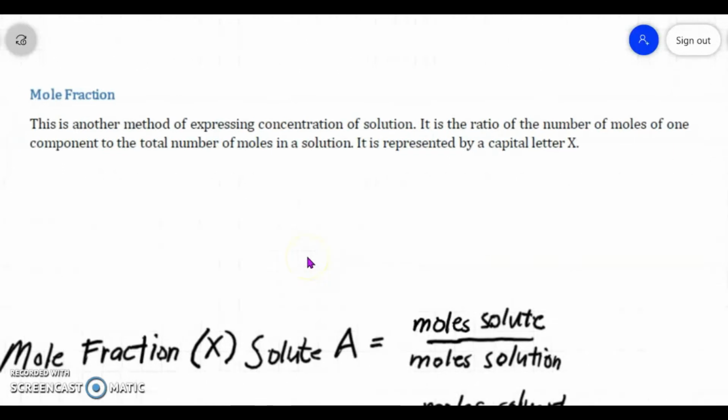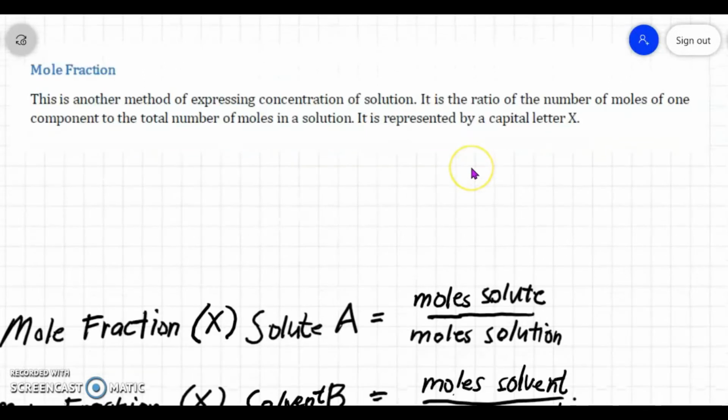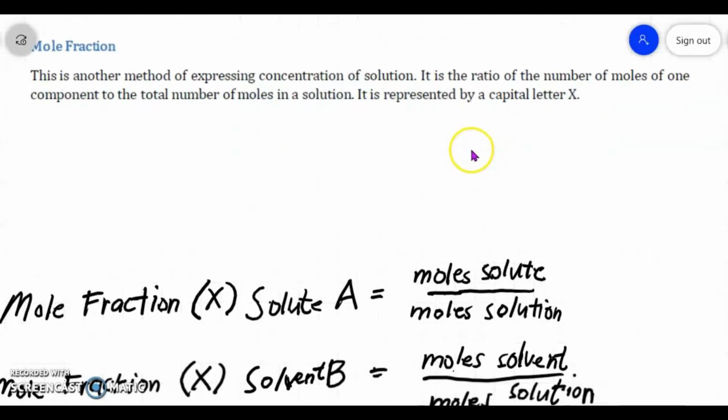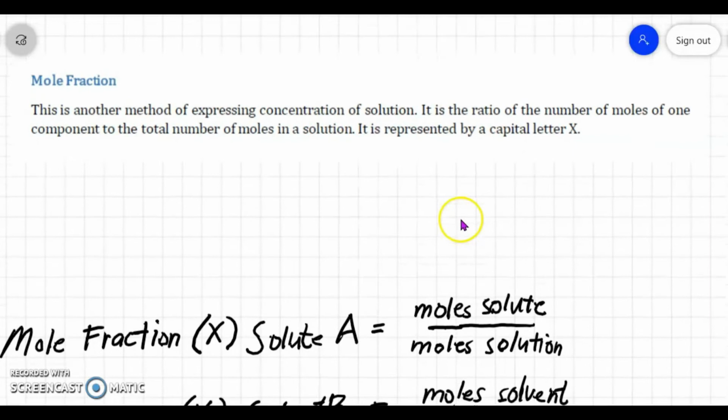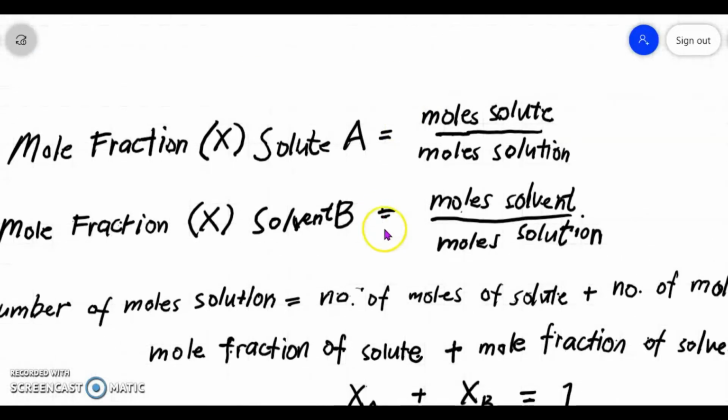So today we will be discussing mole fraction. Mole fraction is another method of expressing concentration of a solution. It is the ratio of the number of moles of one component to the total number of moles in a solution. It is represented by a capital letter X.